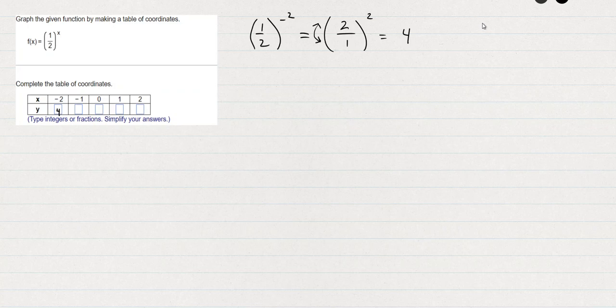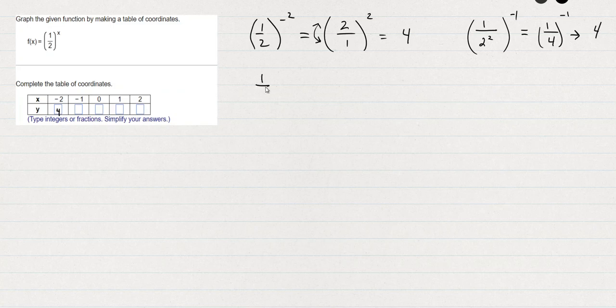You could also think of it as 1 over 1/2 squared, so 1 over 1/4, to the negative 1, which means to invert it. So 1 over 1/4 would be to invert it again, flip it to get the 4. Either way, you'll get a 4.